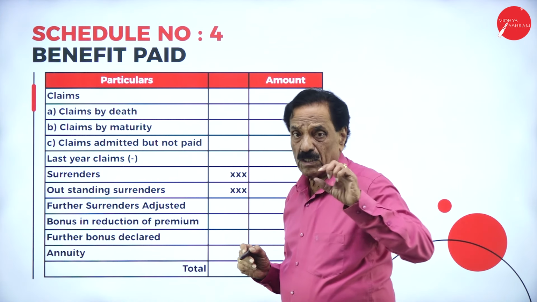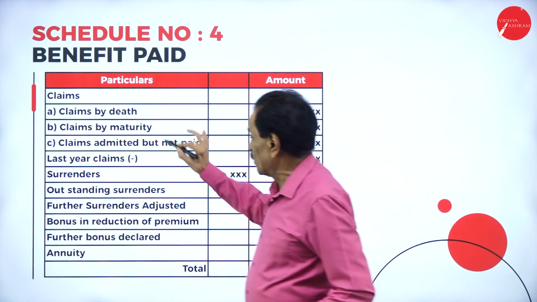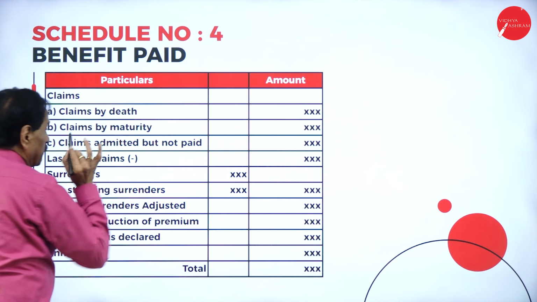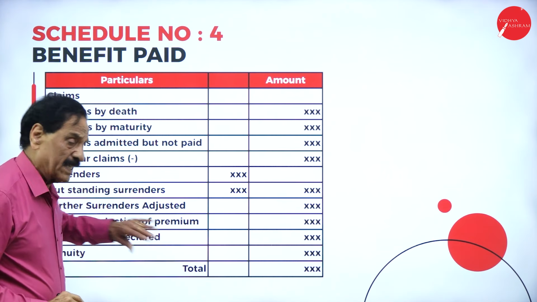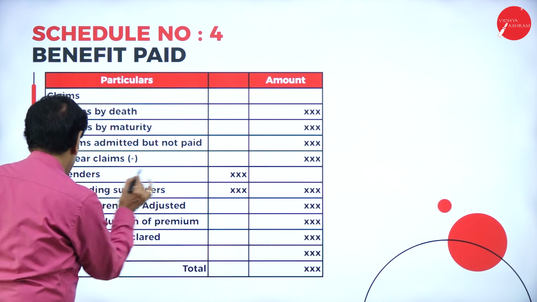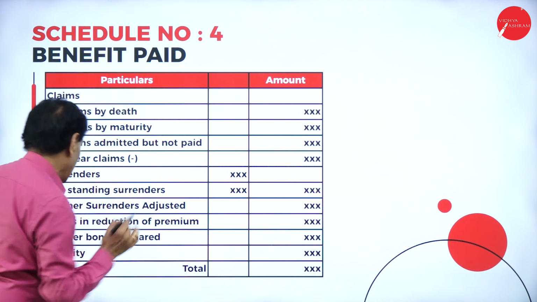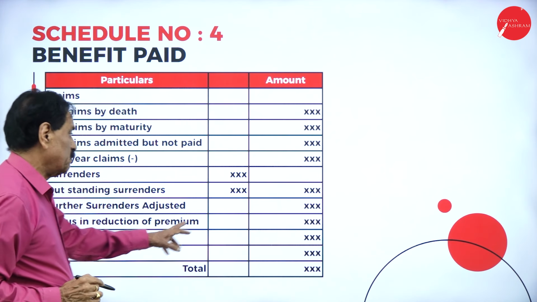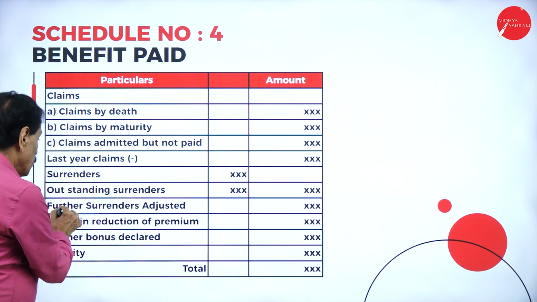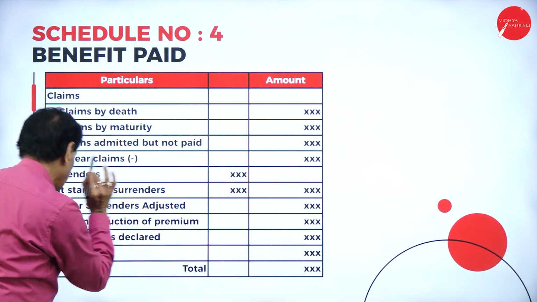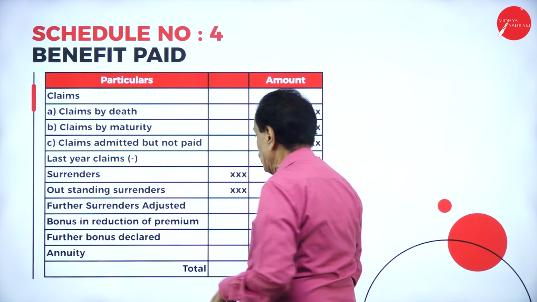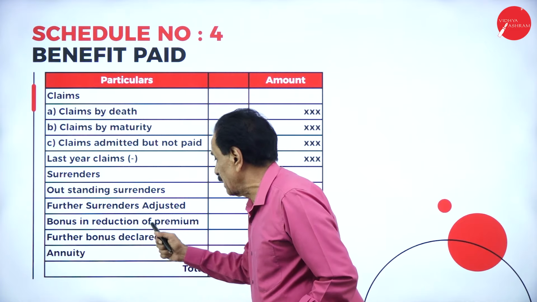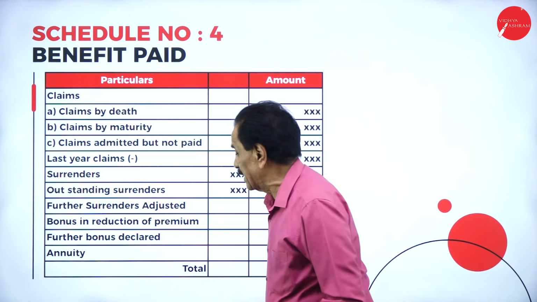Last year claims should be deducted. This goes in favor of the claims. By chance, if the claims are covered, that should be deducted. Surrenders: outstanding surrender should be added. Further surrender adjustment to be added. Bonus in reduction of premium. Further bonus in reduction of premium as per the trial balance. Further bonus declared as per the adjustment.